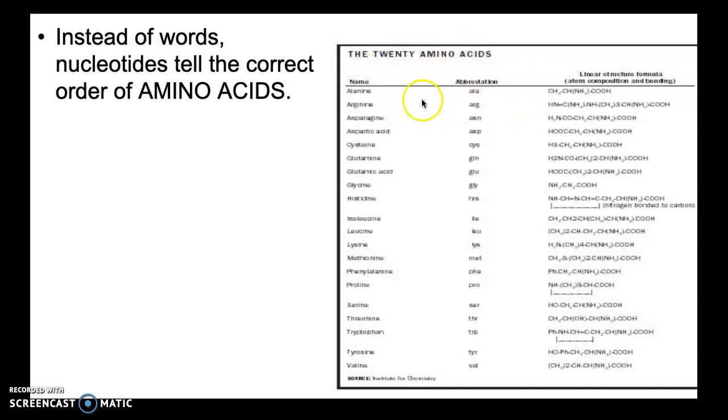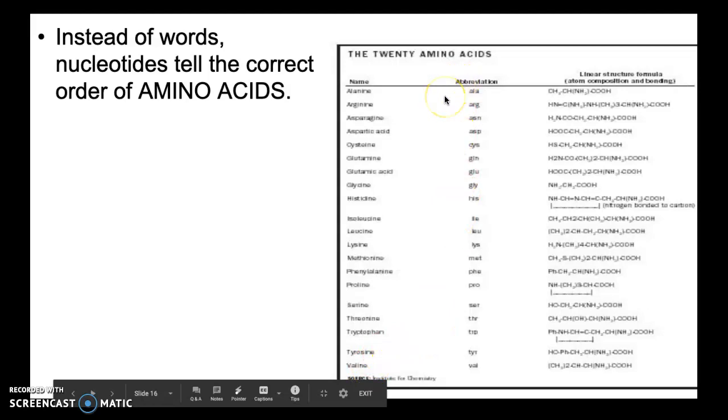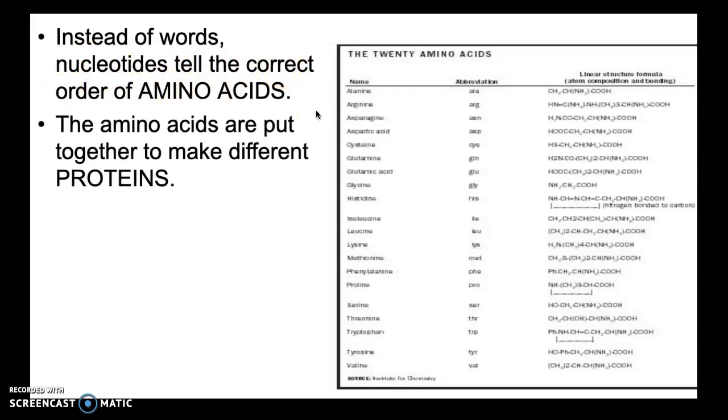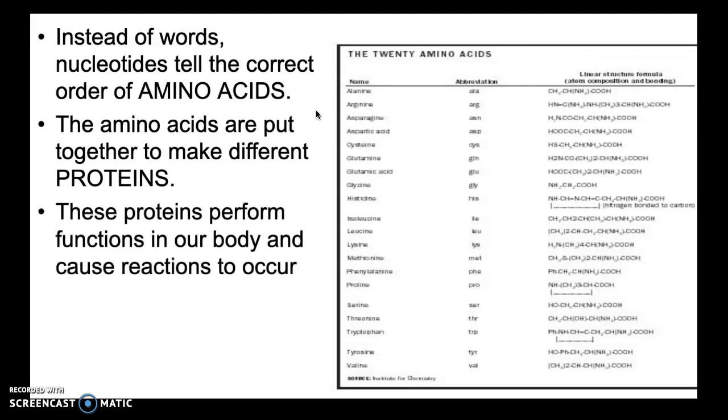there are 20 amino acids. No, I do not expect you to know these off the top of your head, but I do expect that you can recognize the abbreviation and put it with an amino acid, okay? So instead of words, nucleotides will tell the correct order of amino acids. The amino acids are put together to build proteins, okay? So proteins are made of amino acids. Proteins are the polymers. Amino acids are the monomers. These proteins perform functions in our body and cause reactions to occur. You know that enzymes are a protein.